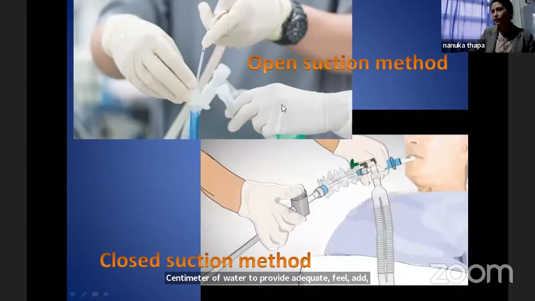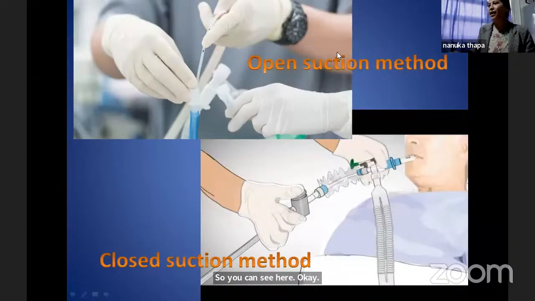So you can see here, okay? So all of you know what this is? This is an open suction, okay, the first diagram, where you take out the ventilated tubings and insert a sterile suction catheter into the ET tube for suctioning.